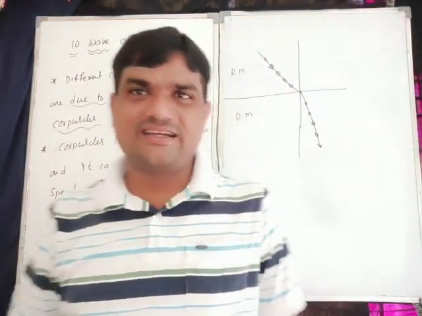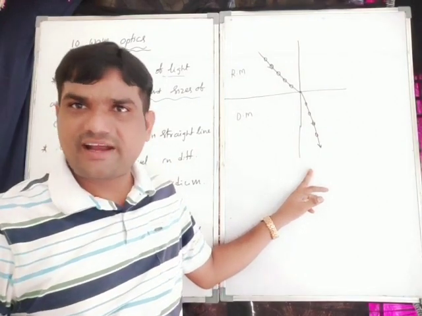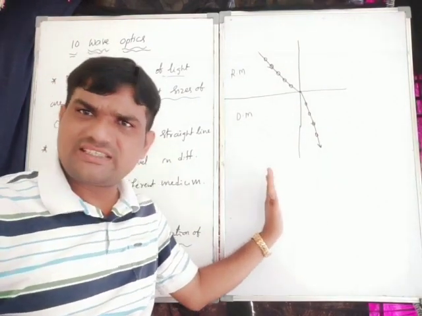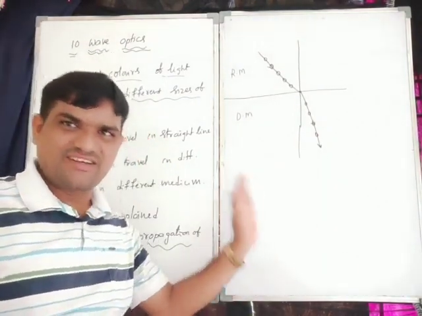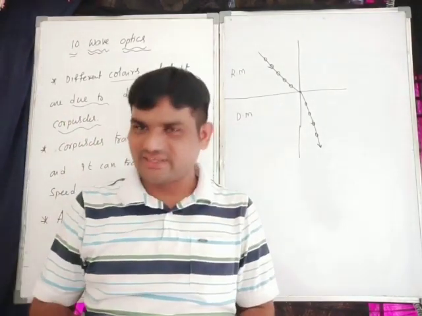Right? Yeah, correct. What is that? The light ray travels from a rarer medium to a denser medium. The refracted ray moves towards the normal. Yes, this explanation is also correct. But some people ask a question.